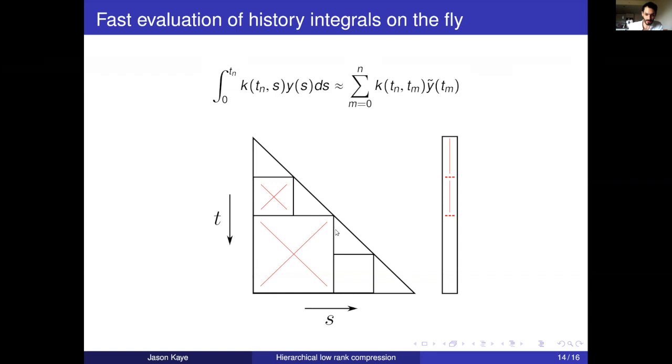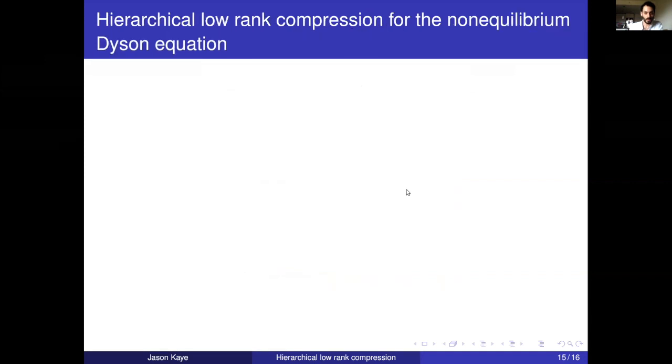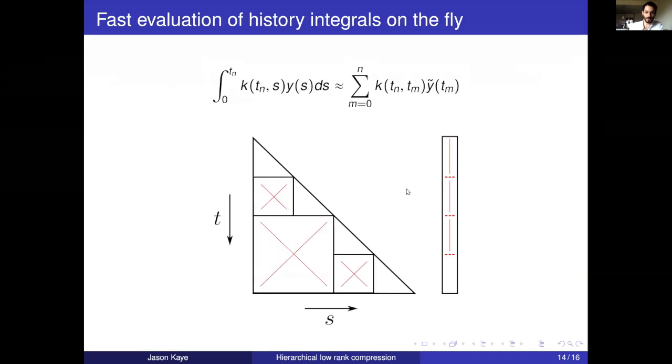Basically, at each time step, we take the part of the history integral that we've already computed, and we add to it just this local piece. When we do all the counting, we find that this reduces the cost of computing the history integrals to O(n) per Volterra integro-differential equation rather than O(n squared).